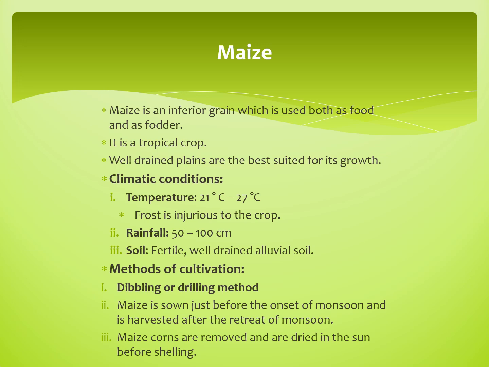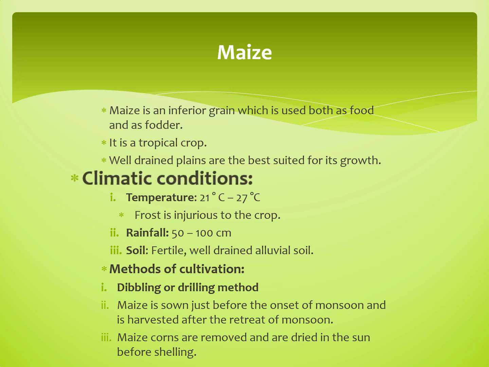It is grown in Kharif season in most parts of the country. In Tamil Nadu, it is grown as a Rabi crop before the onset of the rainy winter season. Maize can be grown at different altitudes from plains to areas at 2,500 meters above sea level. Well-drained plains are best suited for its growth. Now let's have a look at the climatic conditions required for growing maize.